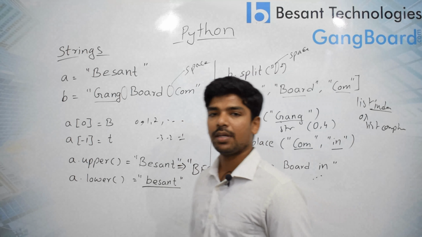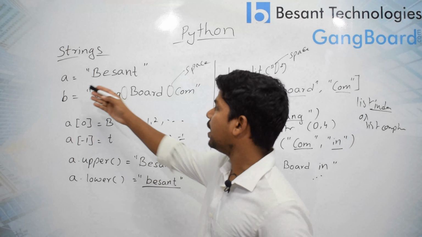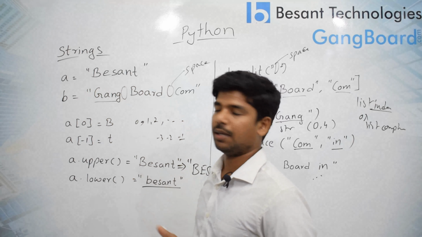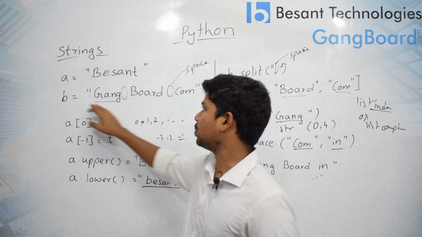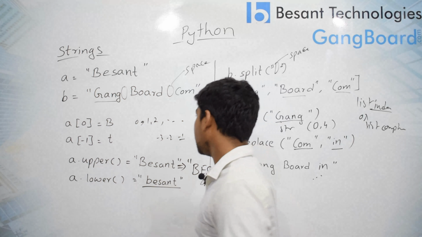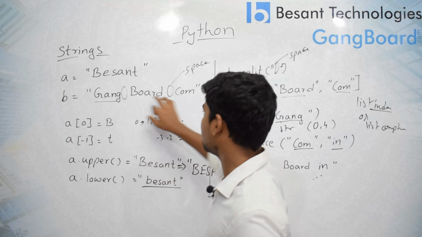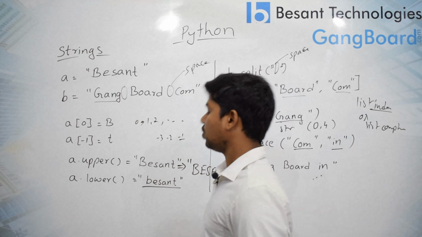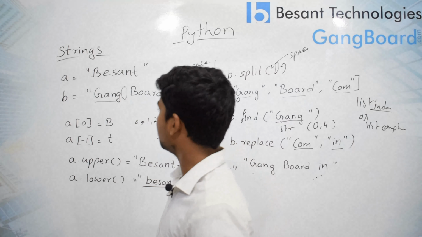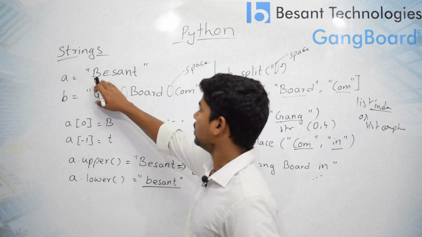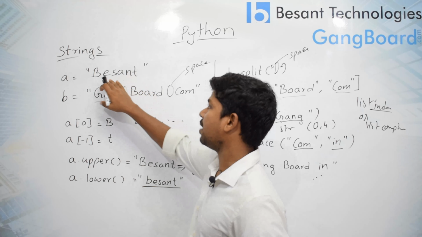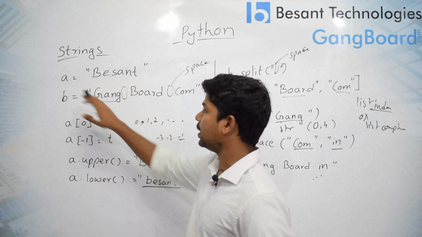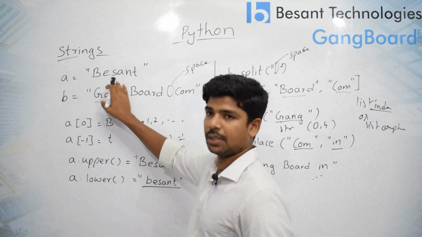So here we have two examples: A equals Besant, where A is an identifier and Besant is a string, and B equals gangboard.com. Here the spaces are also considered part of the string. What we observe here is that a collection of letters forming a word comes under string. Now let us take Besant as a reference to call.